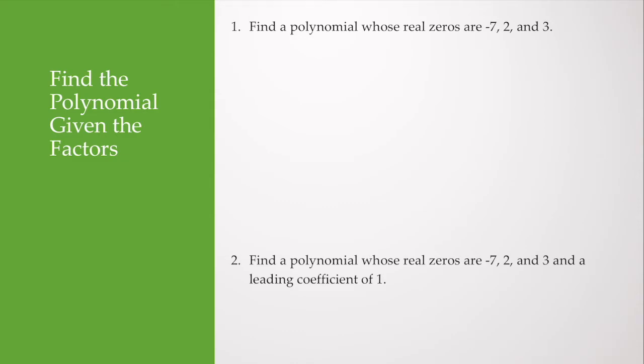What if I want to find a polynomial that meets given criteria? So I want to find a polynomial whose zeros are -7, 2, and 3. Well, I don't know what my leading term is going to be, but for my real zeros, remember that if I have x equals -7, if I move that over, it becomes x plus 7, so you have to flip the sign. So I have x plus 7, x minus 2, x minus 3. Then we would FOIL this out.